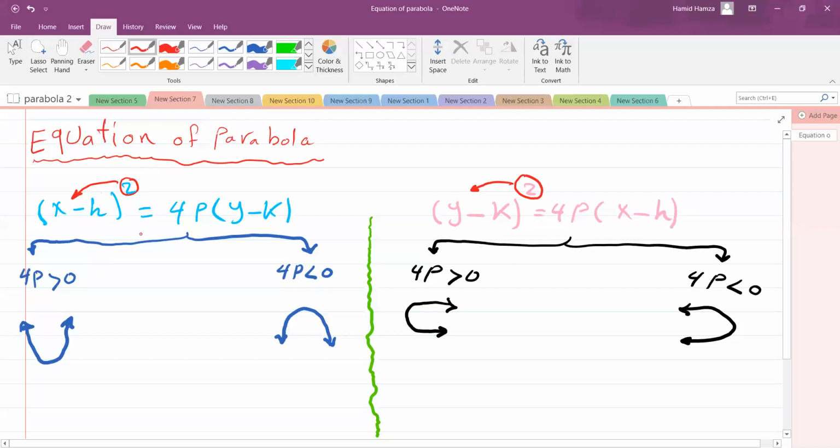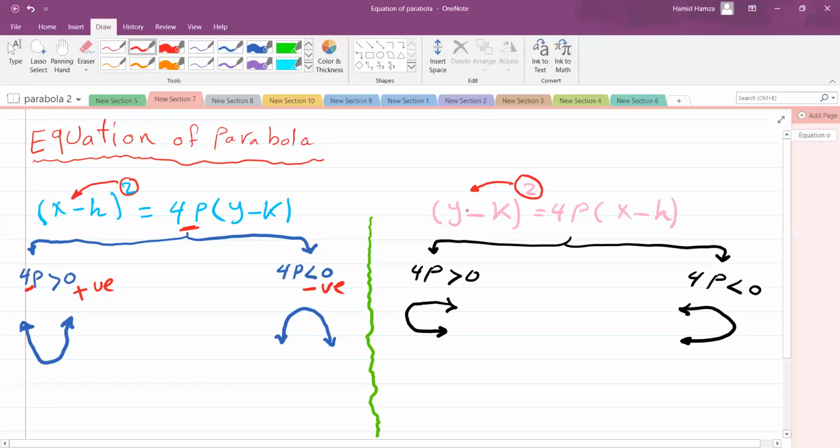So the parabola either opens upward or opens downward. It depends on the sign of 4b, this part. If it's greater than 0, which means it's positive, the graph will open upward like this. If it is less than 0, which means negative, it will open downward like this.